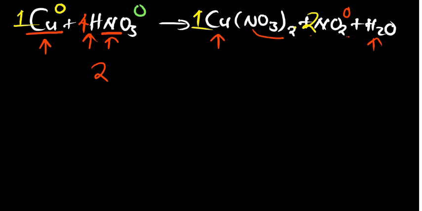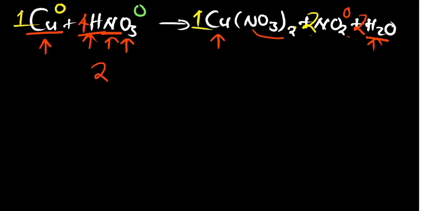Now the moment we add that 4, there will be a change to our hydrogen atoms. We now have 4 here. How about the other side? We only have 2. So I'm supposed to add the 2 here to make it 4. Now we've balanced the hydrogen and nitrogen. Let's observe oxygen.